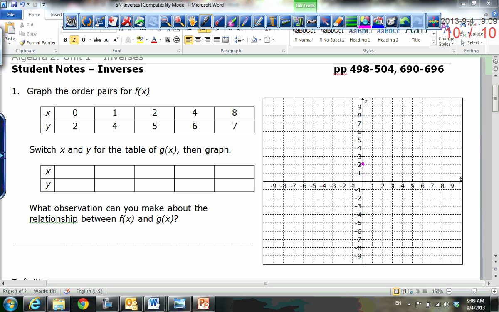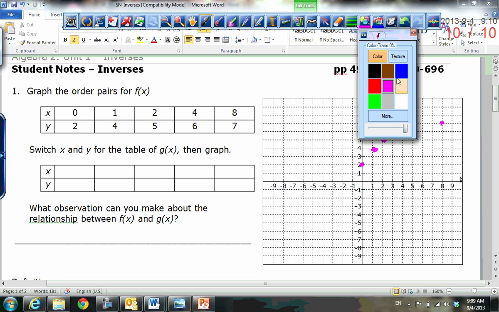So the 0, 2, start with the x's, Algebra 1, let's recall that. 1, 4, 2, 5, 4, 6, and 8, 7. All right, that's all we've got going on. We're not connecting the dots, we're not doing any of that.